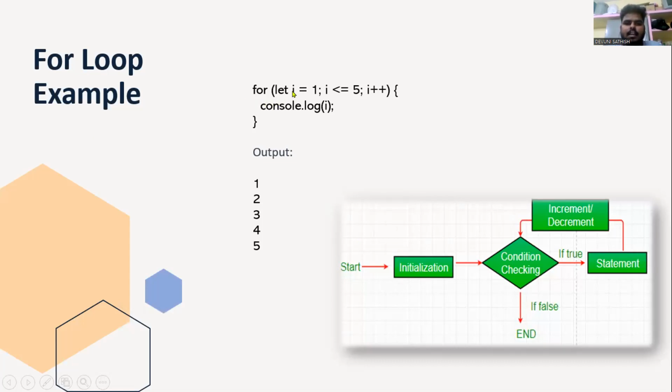For let i be a variable assigned with the value 1. So it starts from the value 1. Is i less than or equals to 5? Yes. Then it executes and prints the output 1. Then it increments the value. Then it prints 2, 3, 4, until i is less than or equals to 5, up to 5.